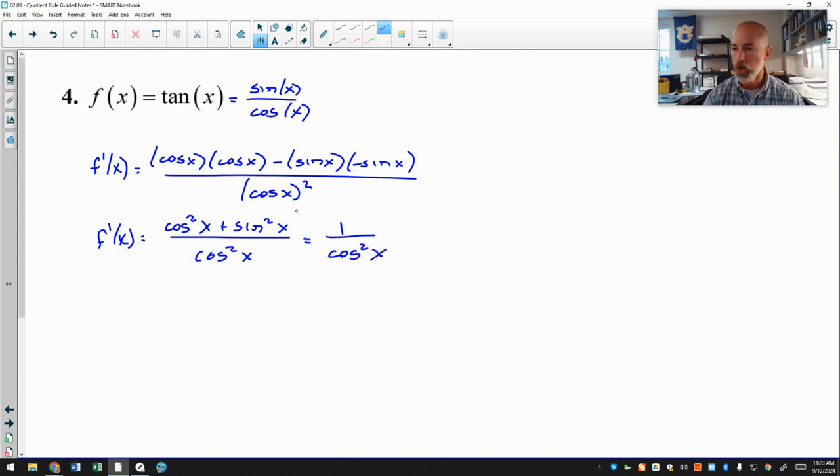But wait, there's more. Because you should also know that cosine and secant are reciprocals. So if you have 1 over cosine squared, and 1 over cosine is secant, then 1 over cosine squared is secant squared x, and that is the derivative of tangent x. So for the rest of your life, if you need the derivative of tangent x, you can just say secant squared x. You're expected to know that. Please don't go through the quotient rule, although you could if you forgot the derivative.